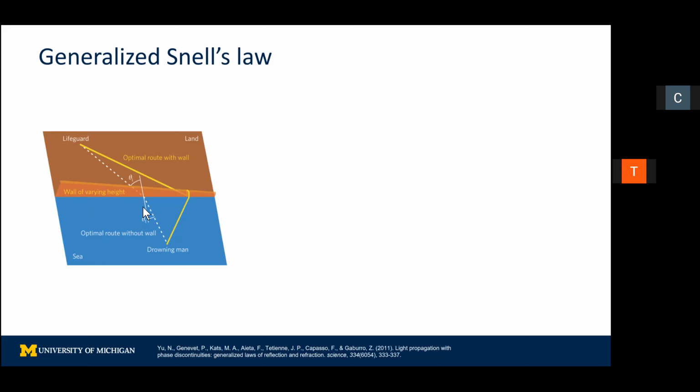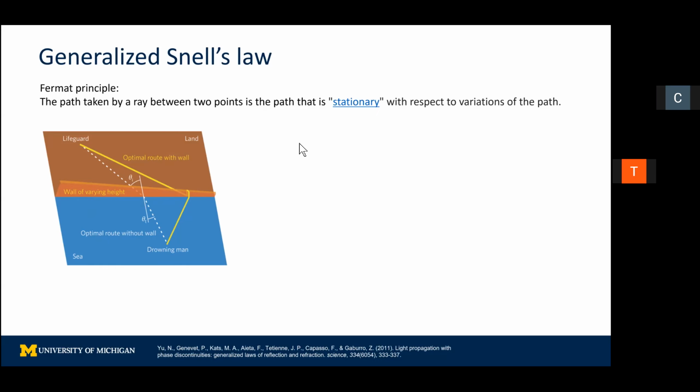In this case, you probably will not choose the original path this way. Instead, you will go a little bit further and climb over the wall here. This is exactly what light will do, because when there's a wall, you also need to consider the wall. And according to the Fermat principle, when there's a wall in the interface of two media, in the case of light propagating, the wall just corresponds to a gradient phase.